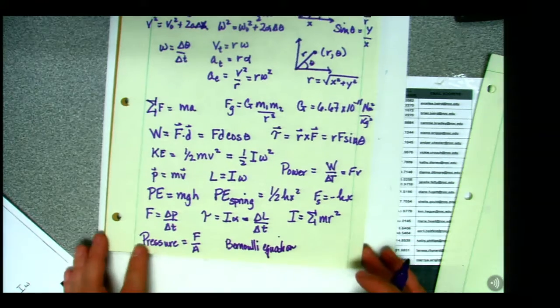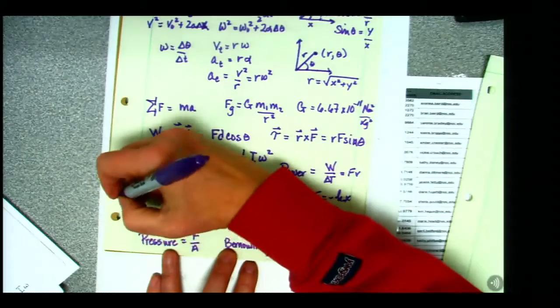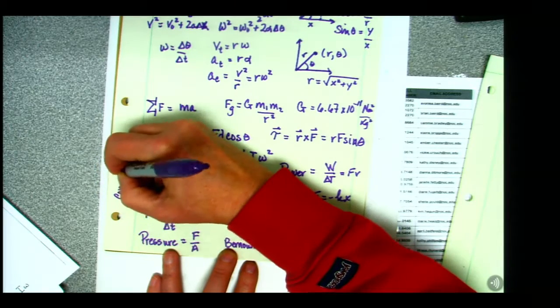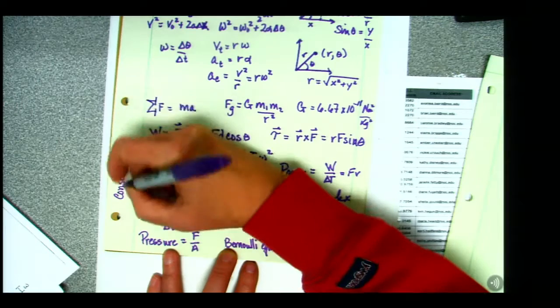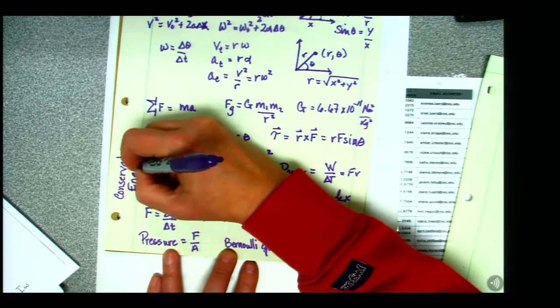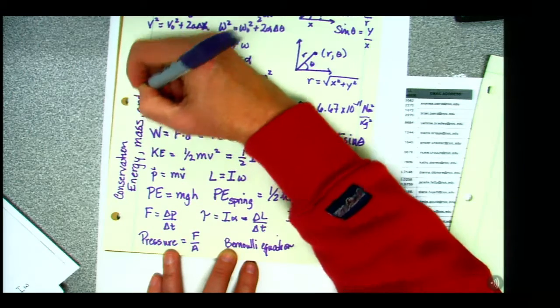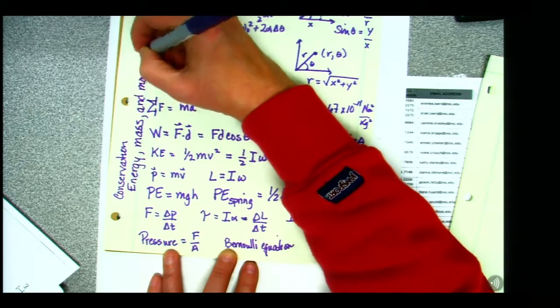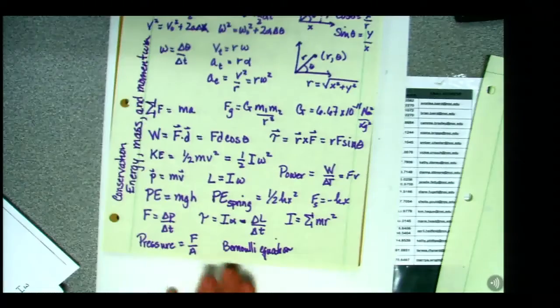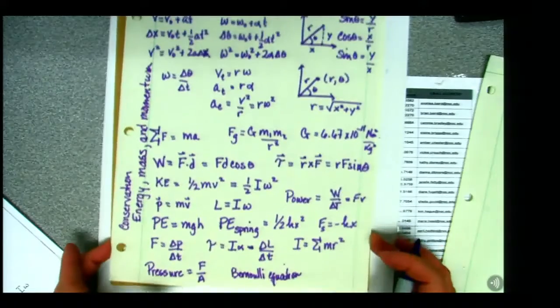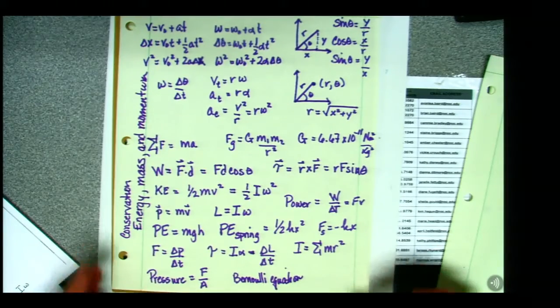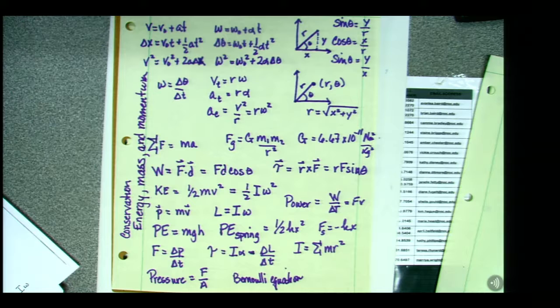And then the other things that we have, even though we don't have an equation, we have conservation of energy, conservation of mass, and conservation of momentum. And that's both angular and linear momentum. And if I were writing a cheat sheet for the physics final, that's what I would write.